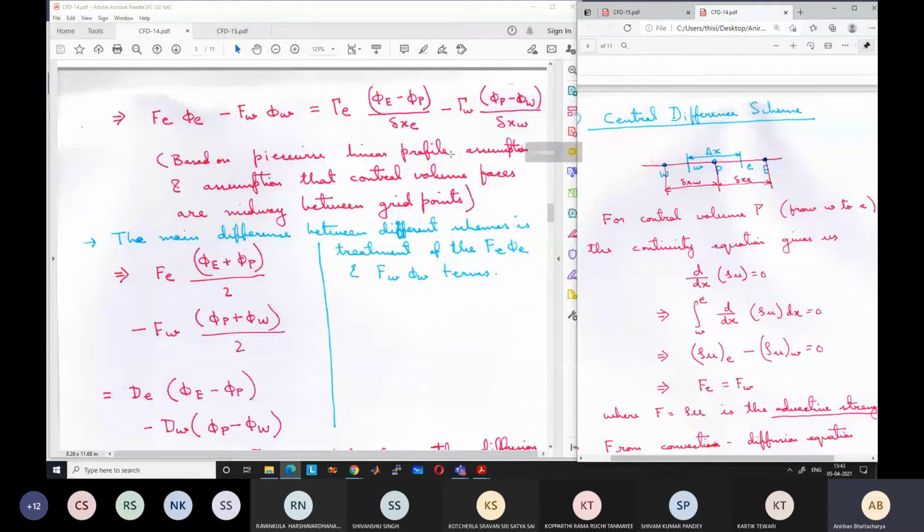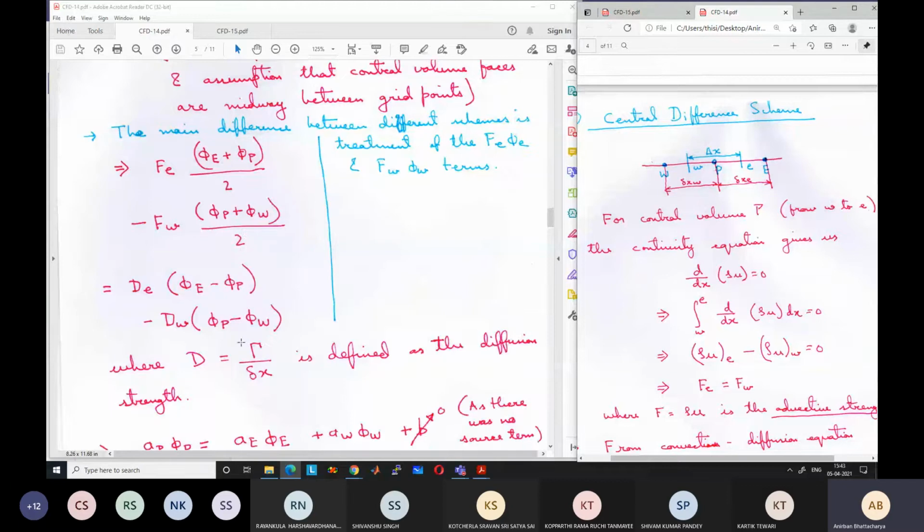Okay, this is just revision of the previous class. I am doing the revision because we will continue from this point in today's class. Okay. So some continuity is required. So we had written phi small e as phi capital E plus phi capital P by 2. Similarly, phi w can be written as phi P plus phi capital W by 2.